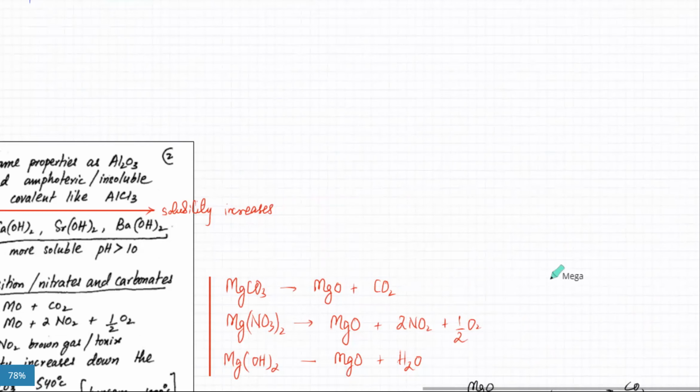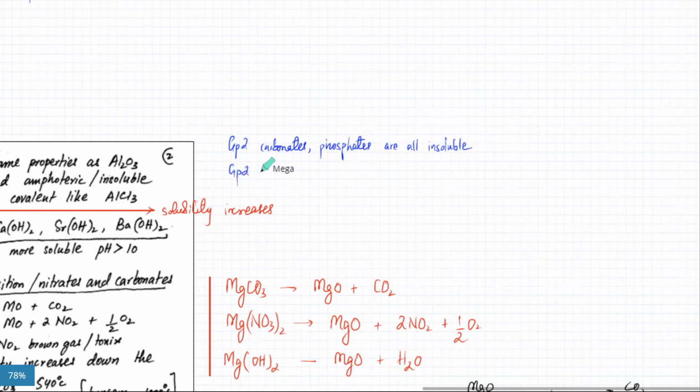So just for group 2, I'm going to write down the solubility of everything. Group 2 carbonates and phosphates are all insoluble. Then group 2 sulfates.